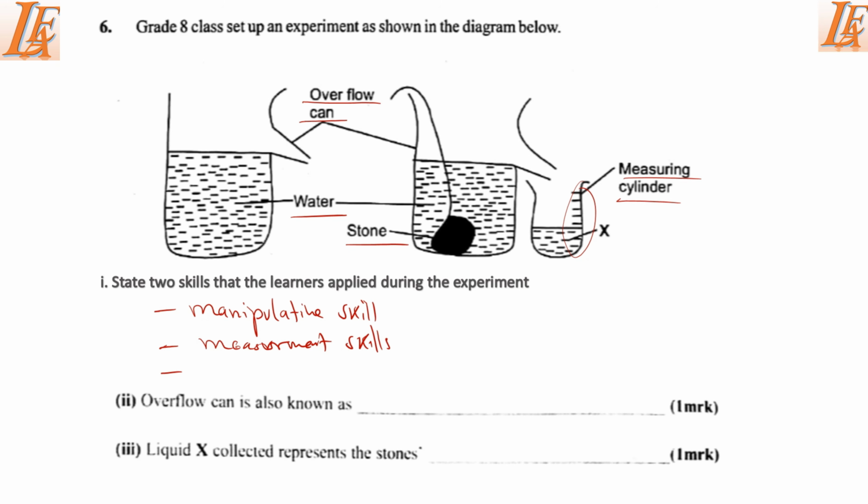Then you are going to see, in this case, that you need observation skills, and many other skills that you can think of. Then the second question: an overflow can is also known as this overflow can. What is its other name? An overflow can is known as a eureka can.